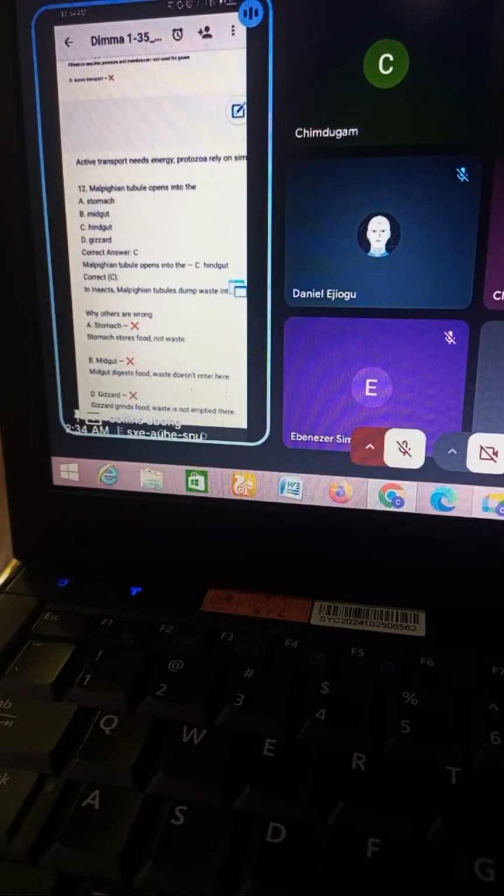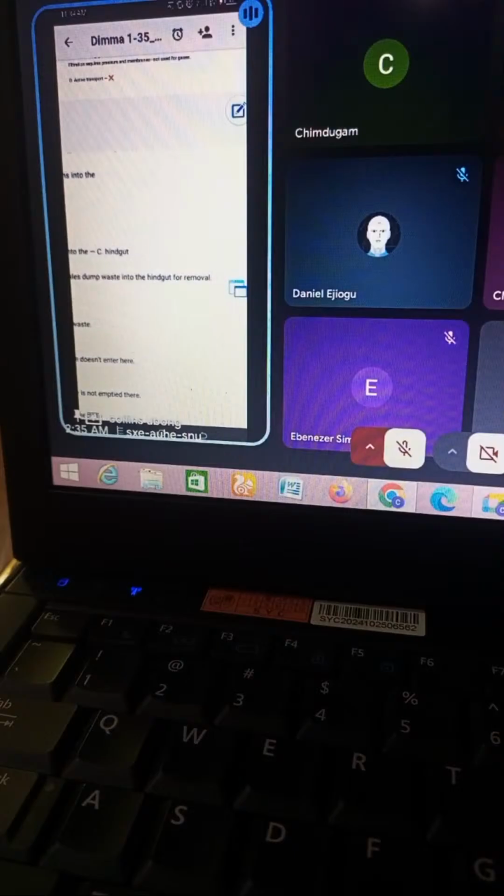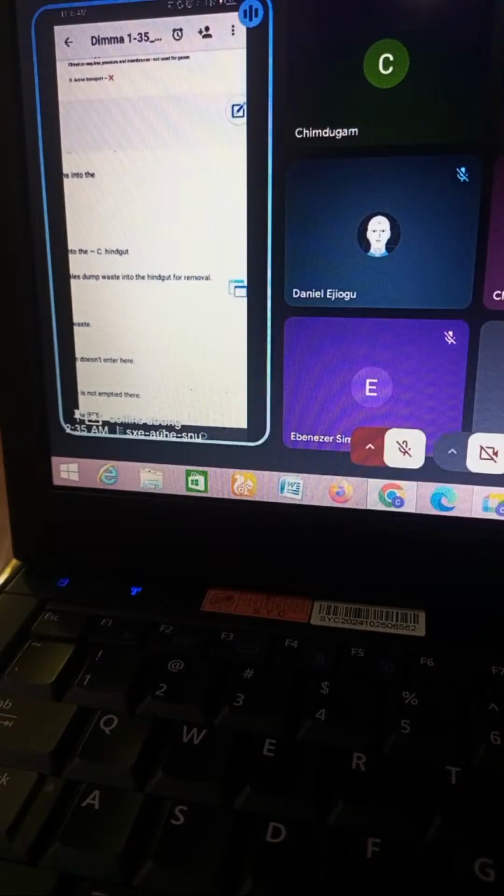Malpighian tubule opens into the, and I told you that the answer is ingot, C. Malpighian tubule opens into C, the ingot. It then says Malpighian tubule dump waste into the ingot for removal. From the ingot, where does it go to? What's that part I mentioned before the anus that the waste product passes through? That I told you that most of the selective reabsorption occurs there.